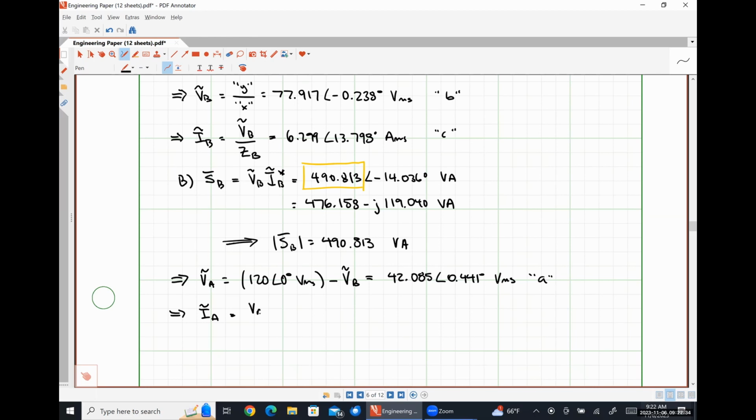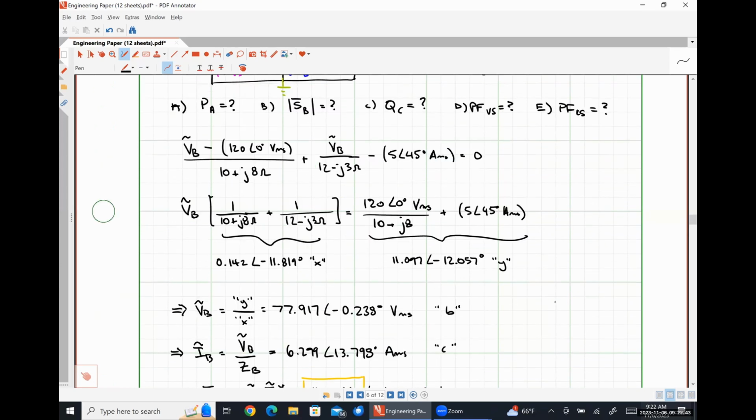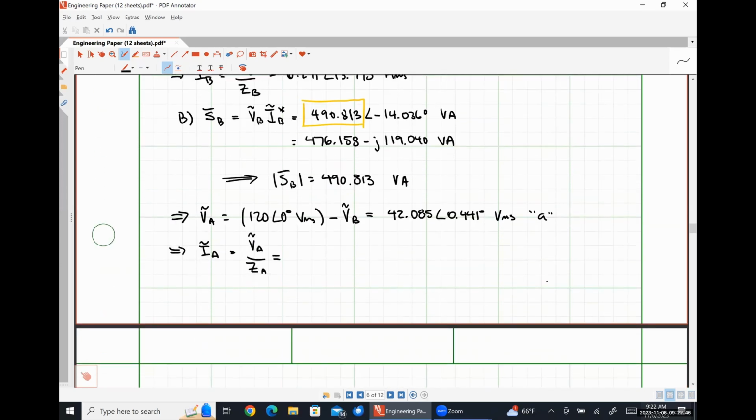IA is simply VA divided by ZA, where ZA was 10 plus J8. So I get 3.286 with an angle of negative 38.219 degrees amps RMS. I'm going to store this as T.